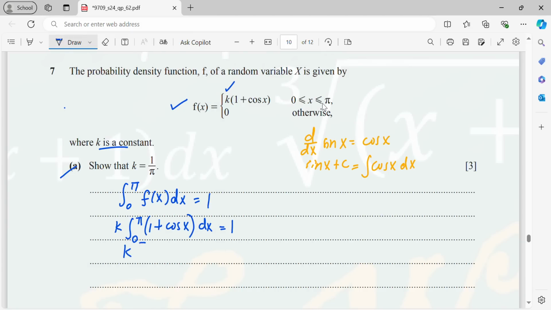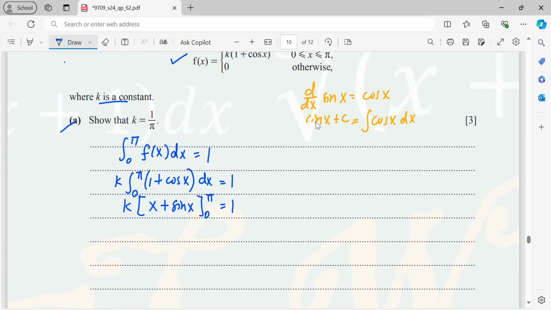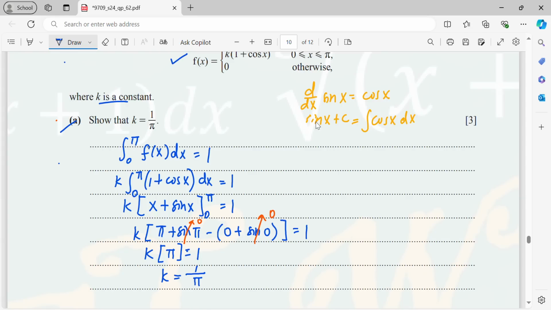So here I get k x plus sine x. Now you are given limits, so no need to plus c. Limits from 0 to pi equals to 1. And now replace the x by pi first. So I will get k bracket pi plus sine pi minus 0 plus sine 0. That equals to 1. Now, for your information, sine 0 is 0, sine pi is 0. That means now here, I will get k times pi equals to 1. Therefore, my k is basically 1 over pi. So, we have shown this.